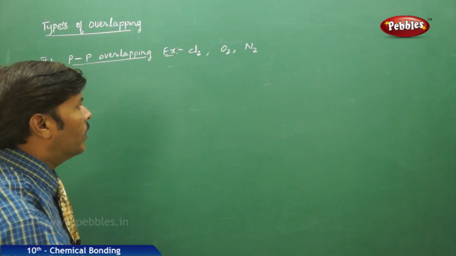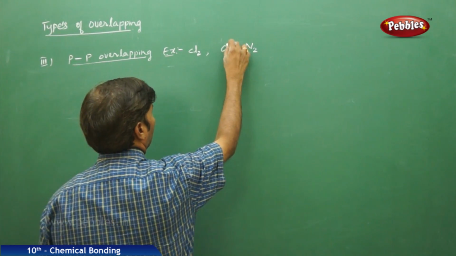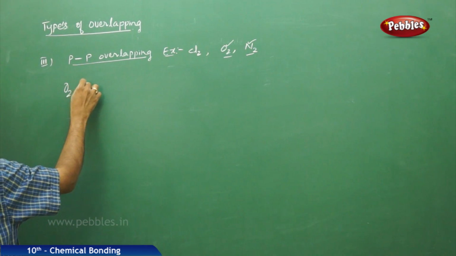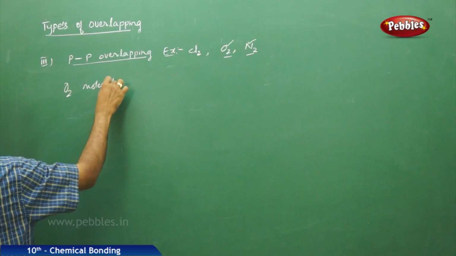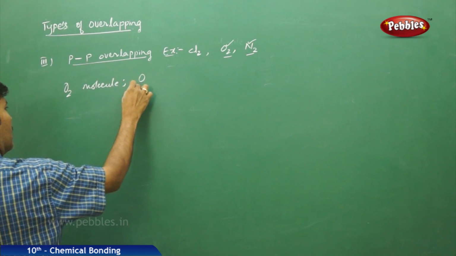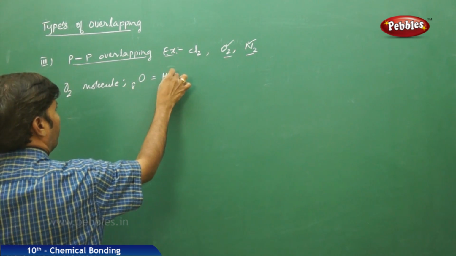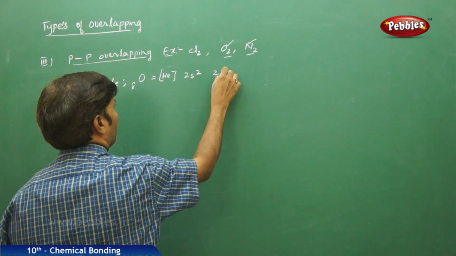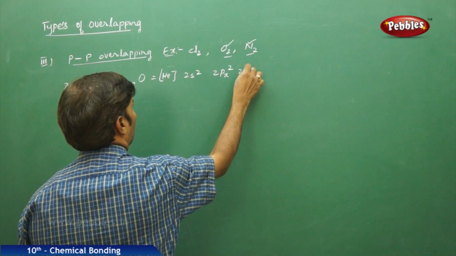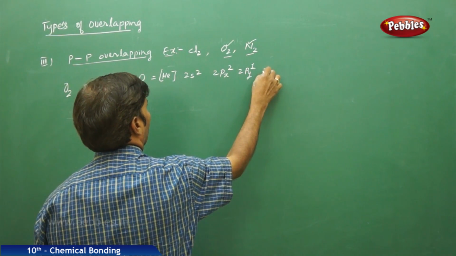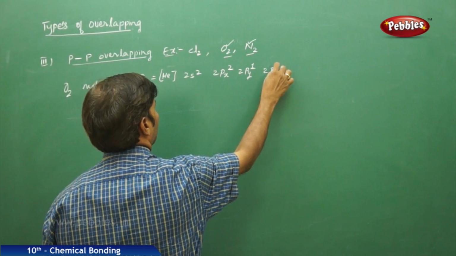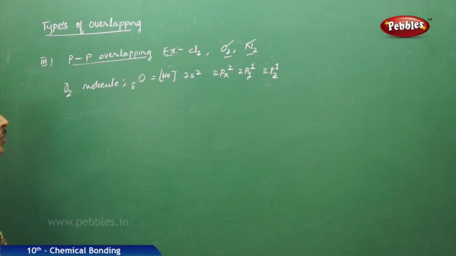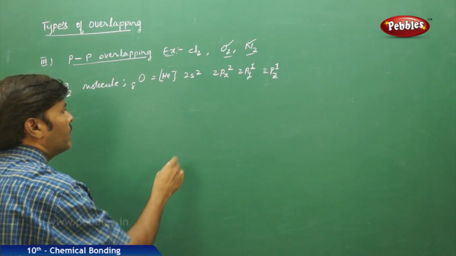So similarly, if you go for the next molecule, that is oxygen and nitrogen, you take O2 molecule and you pick up one oxygen here. Atomic number is 8, helium of 2s2, 2px2, 2py1 and 2pz1. You know very well that oxygen contains 6 valence electrons.